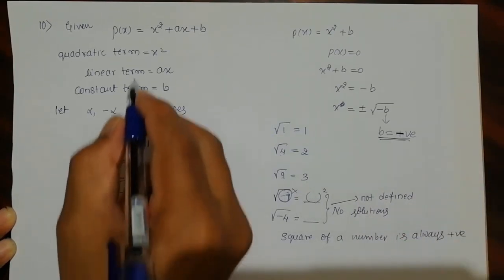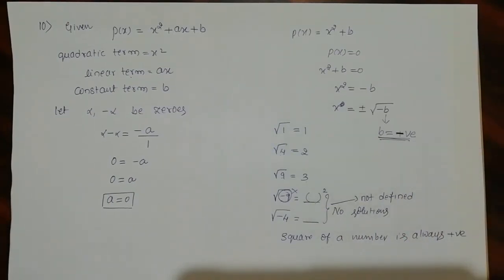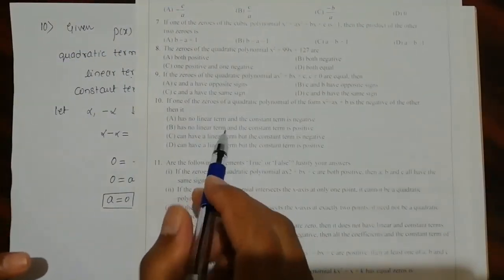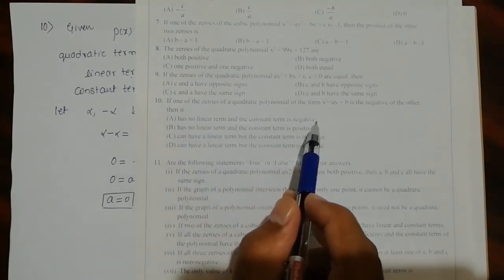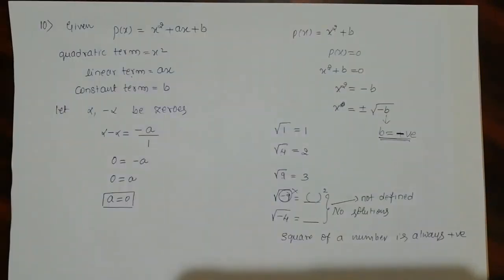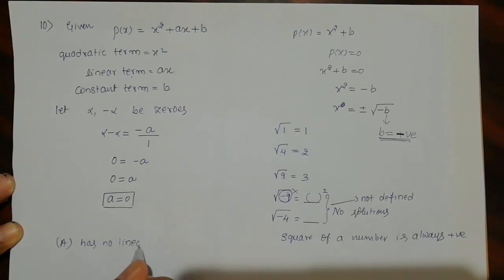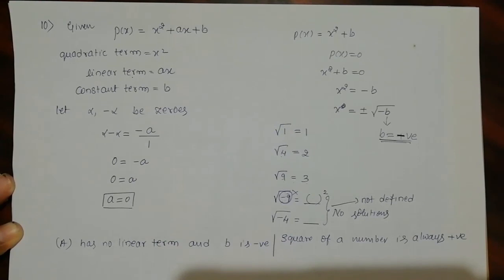So there will be no linear term and b should be negative. Look at the right answer: it has no linear term and the constant term is negative. Option A is the right answer. So for the last question, option A is the right answer: has no linear term, and b is negative.